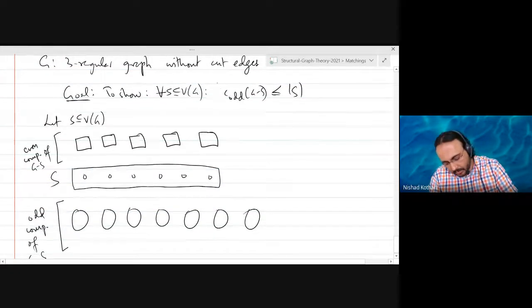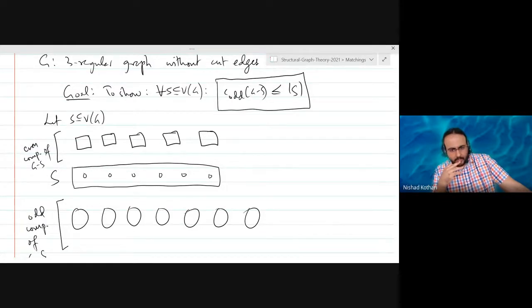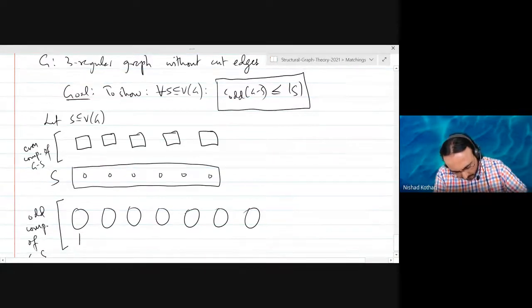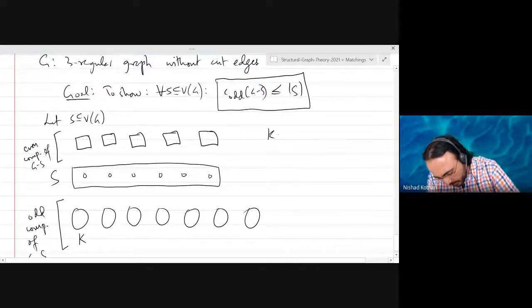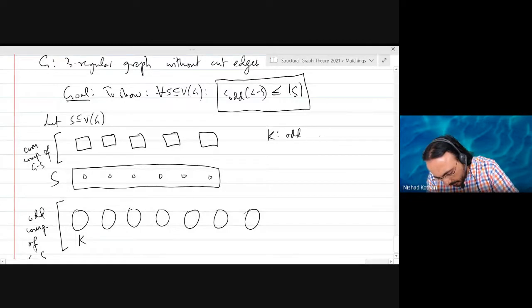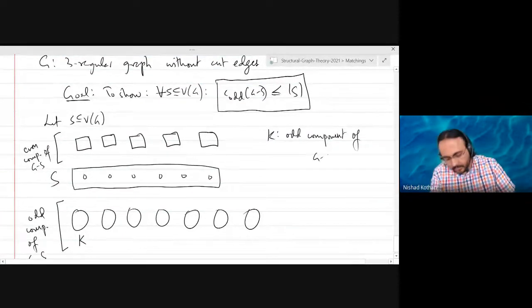This is our goal. Remember, every vertex has degree 3, right? Okay, let me give you a hint. Let's look at a component K. Supposing K is an odd component of G minus S.